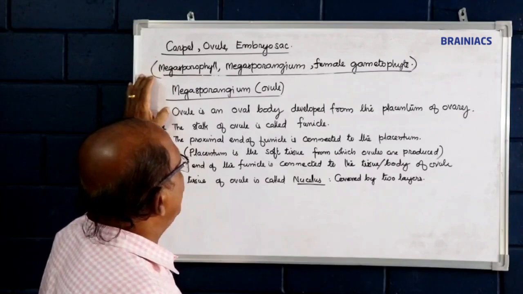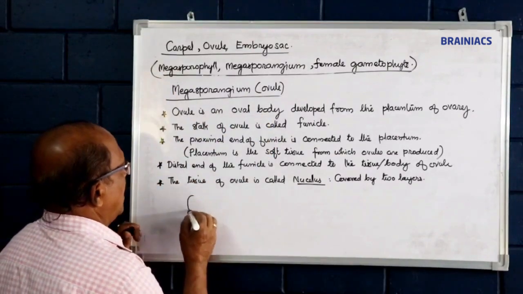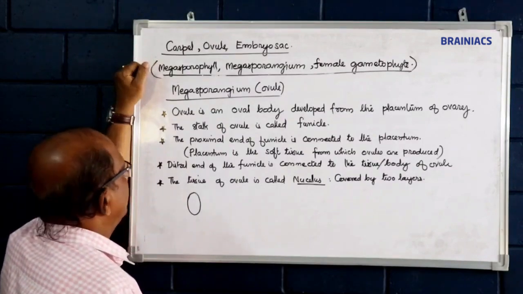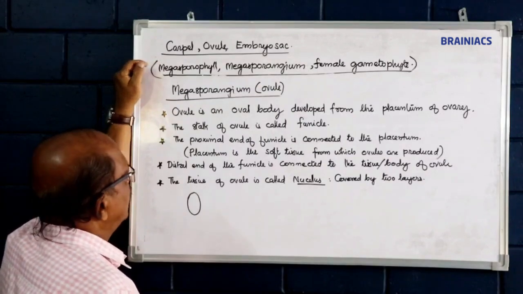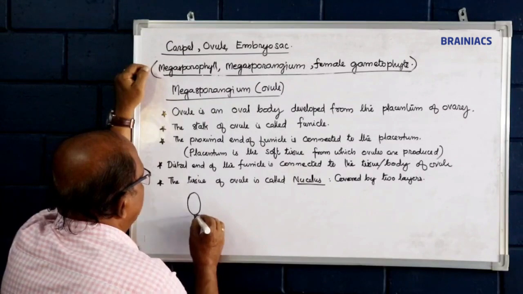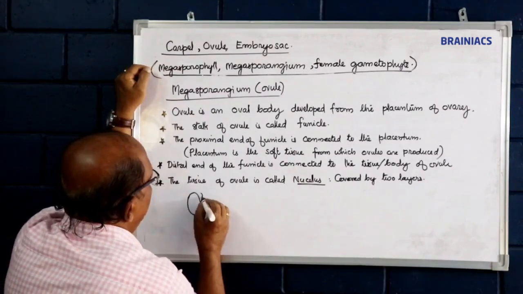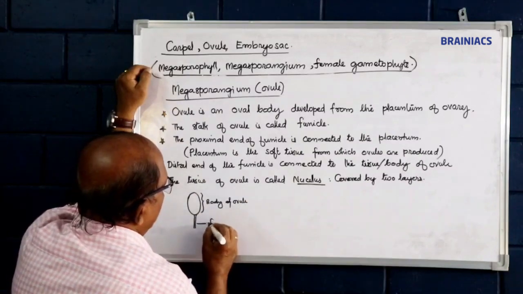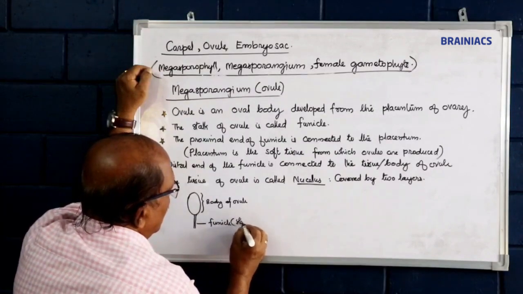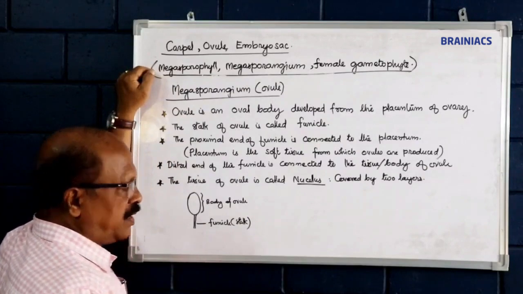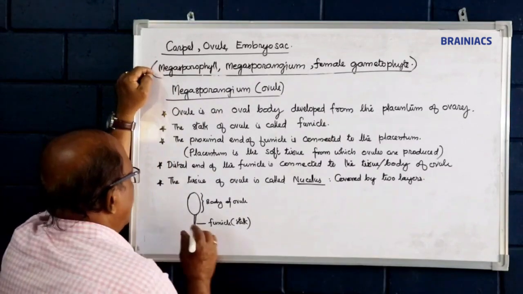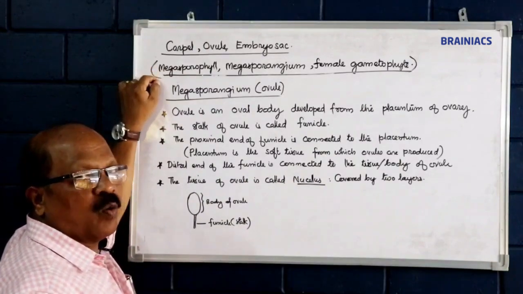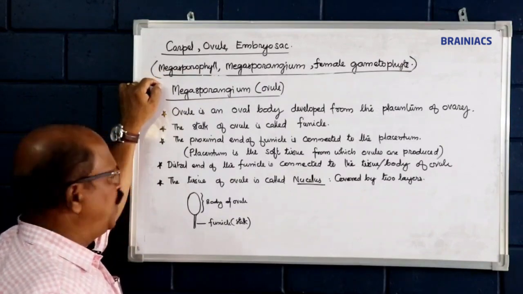So the ovule is an oval body developed from placentum of the ovary. The stalk of ovule is called funicle. This is stalk, this is body of ovule. Stalk of stamen is filament, that of ovule is funicle. This is the proximal end. Proximal end is connecting to the placentum. Placentum is a soft tissue seen in the ovary wall from which the ovules are produced.